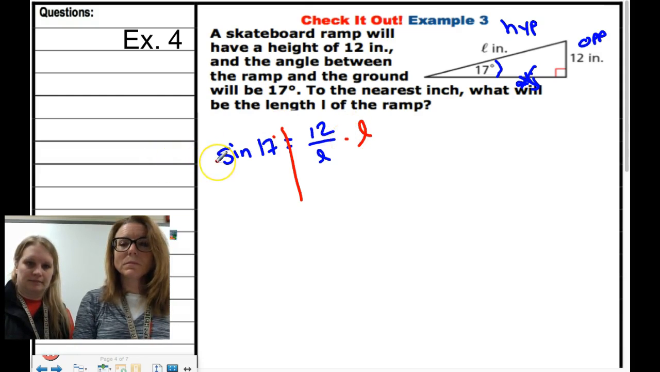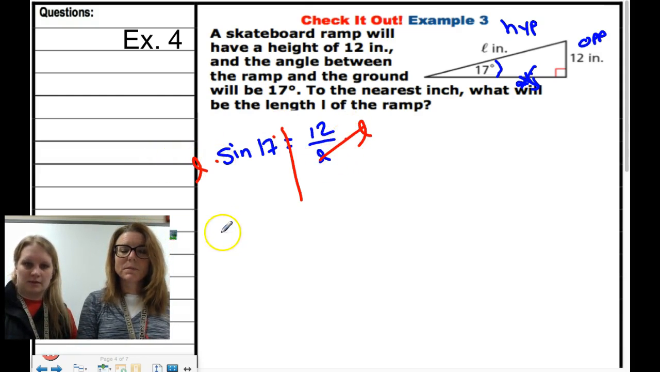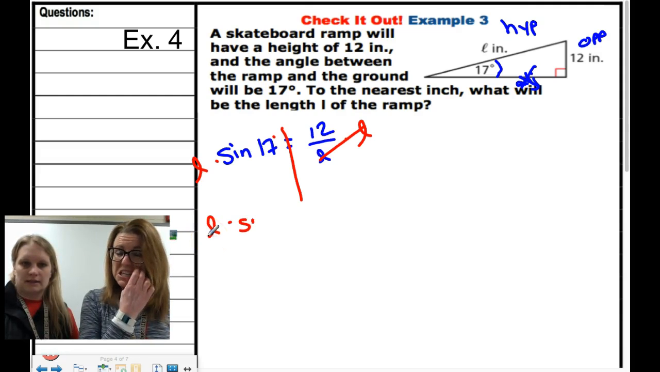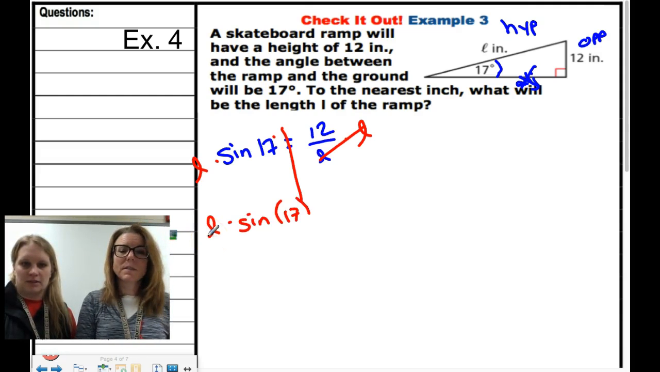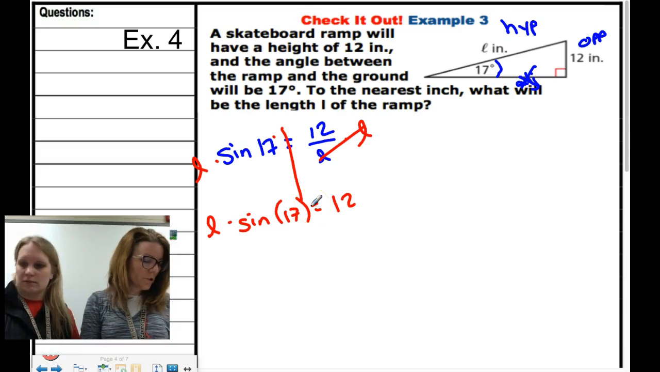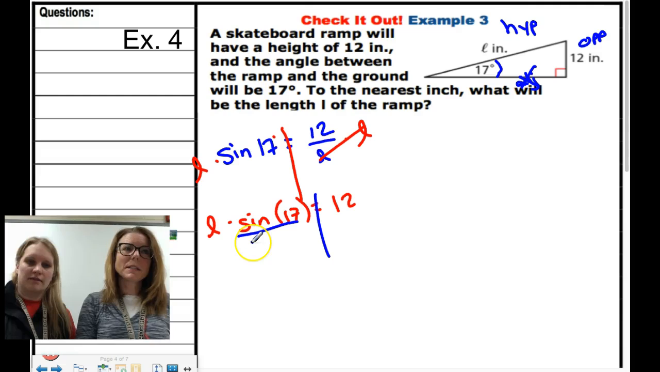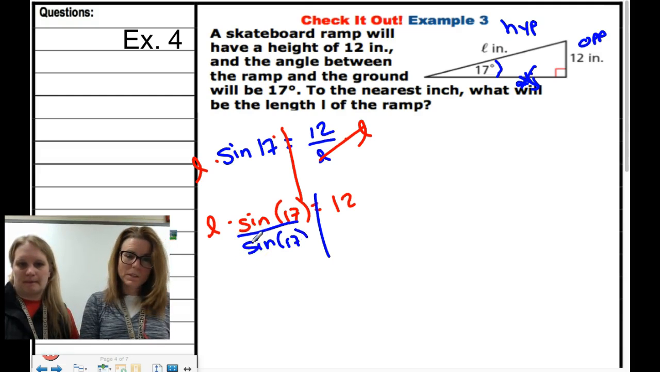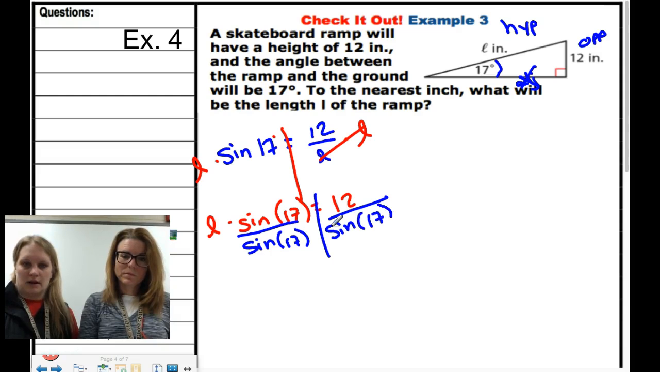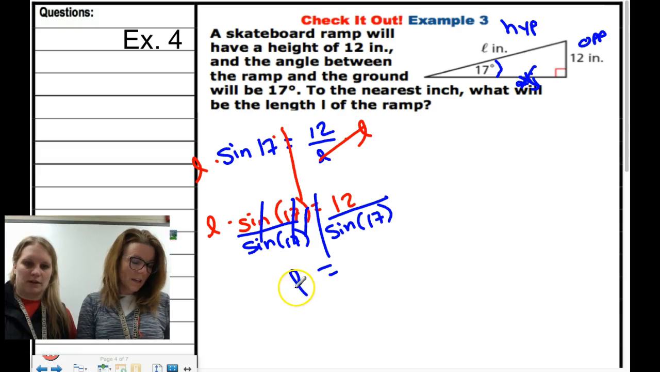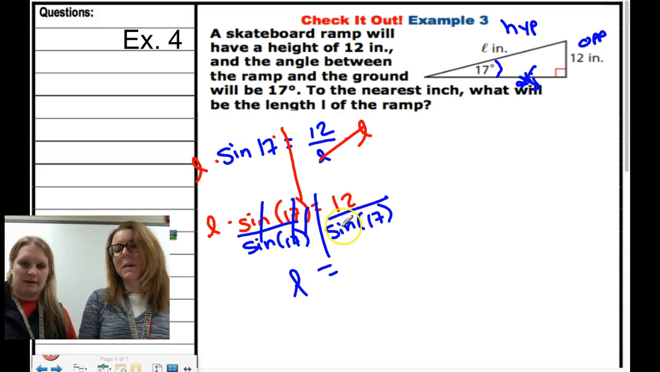Those cancel. So we get left with L times sine of 17 degrees, I'm just going to put it in parentheses, equals 12. Now we want to get L by itself. So we're going to divide both sides by sine 17. And this is when you plug it in your calculator. So L equals 12 divided by sine 17.